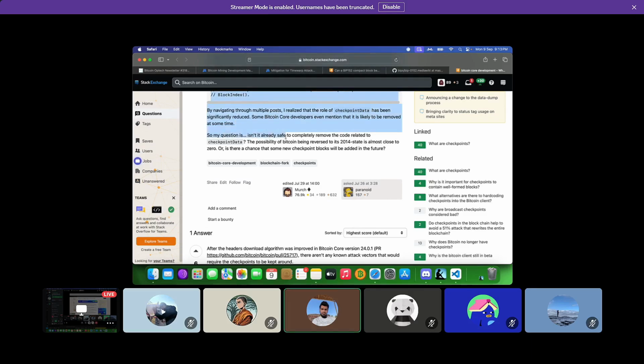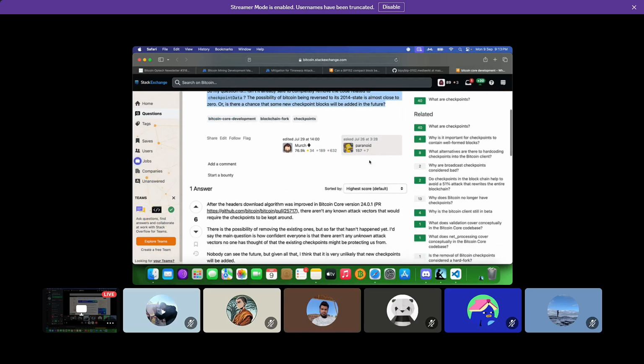So my question is, isn't it already safe to completely remove the code related to checkpoint data? The possibility of Bitcoin being reversed to its 2014 state is almost close to zero. So it's almost impossible that somebody might pull a 51% attack and take the blockchain back to 2014, where we would need the checkpoints again. That is very infeasible now. Or is there a chance that some new checkpoint blocks will be added in future? What does the answer say?